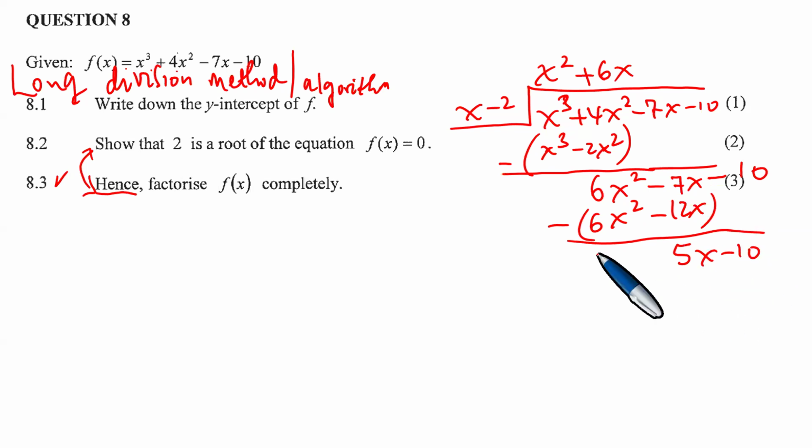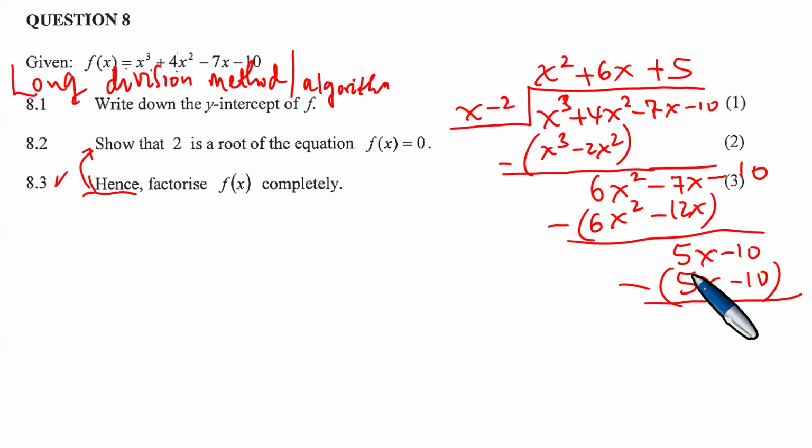Now, what is 5x divided by x, which is 5? 5 times x is 5x. Minus 2 times 5 is minus 10. Okay, 5x minus 5x is 0, and minus 10 plus 10 is 0, giving us a big 0.